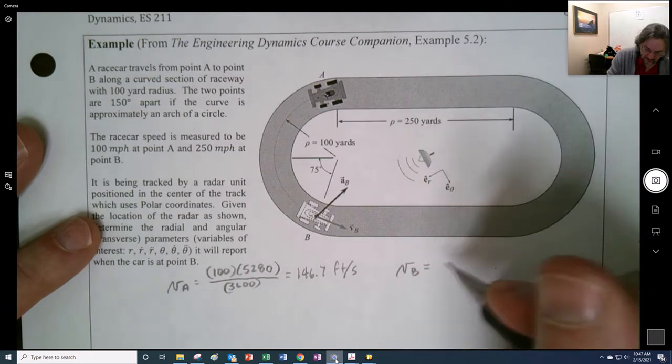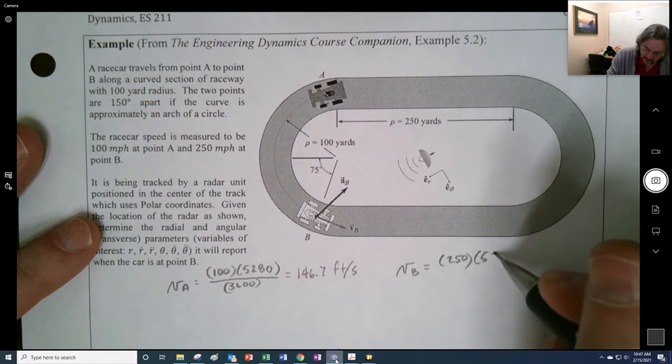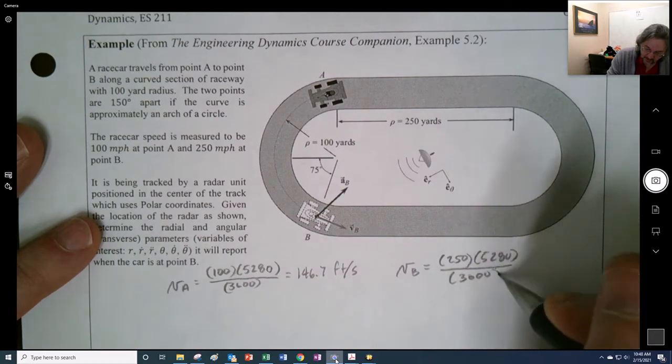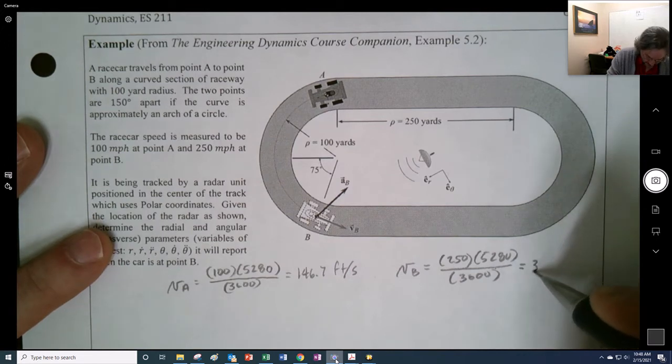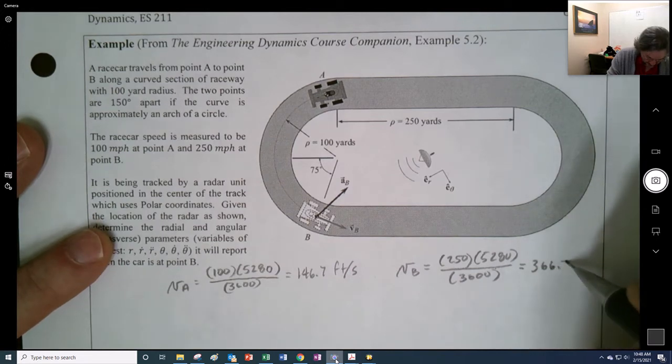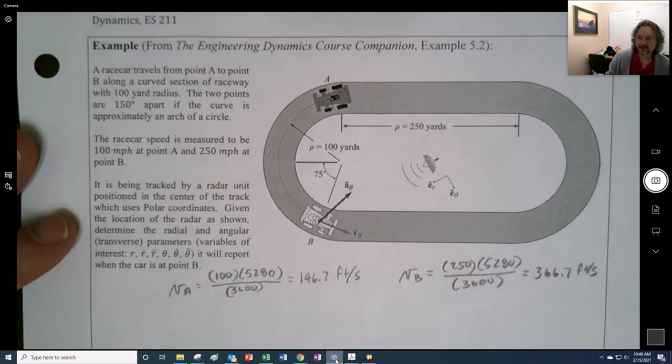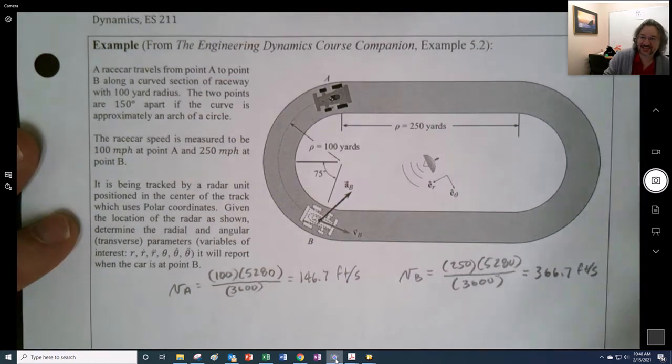VB is 250 miles per hour, and doing the same thing, we get 366.7 feet per second. It also occurs to me that I had messed up at some point, and this is way too fast for reality.